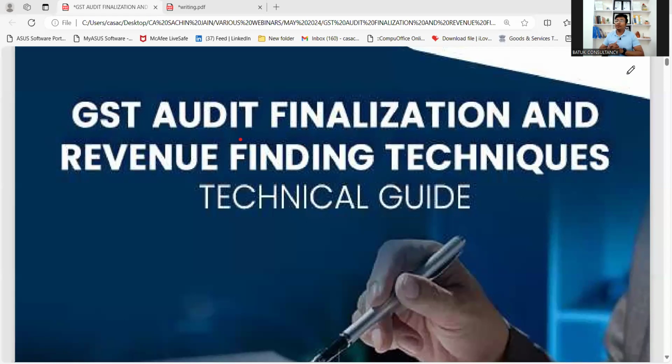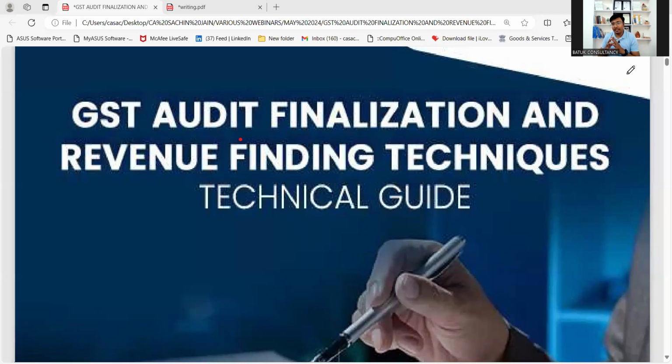And today we are going to start our discussion on a very important topic for GST officers and staff related to the GST audit finalization and revenue finding techniques. Although I know that you all are capable of doing the audit, this session is just for the effectiveness and efficiency in your GST audit, or while doing the GST audit.